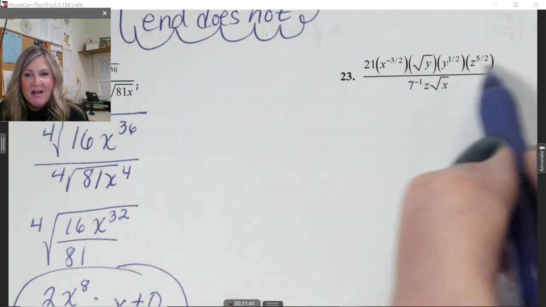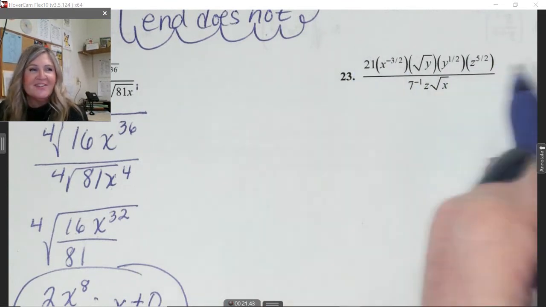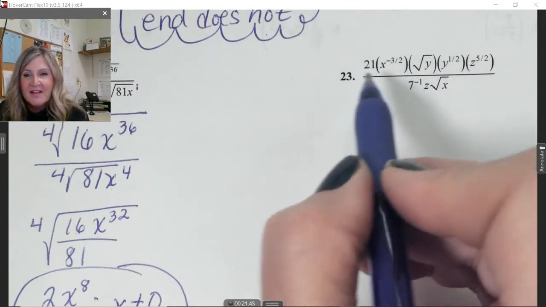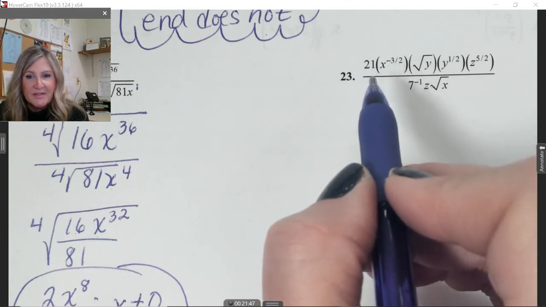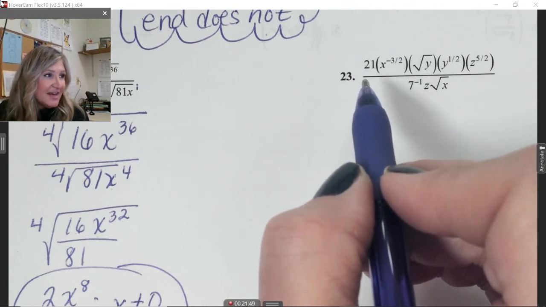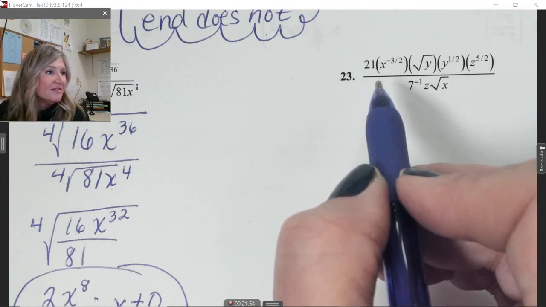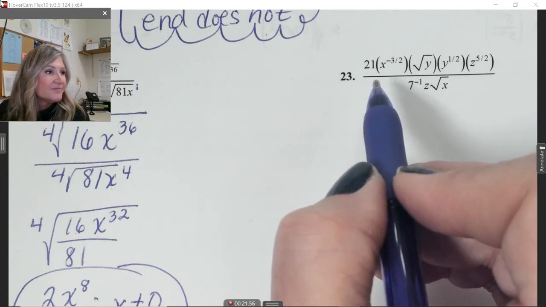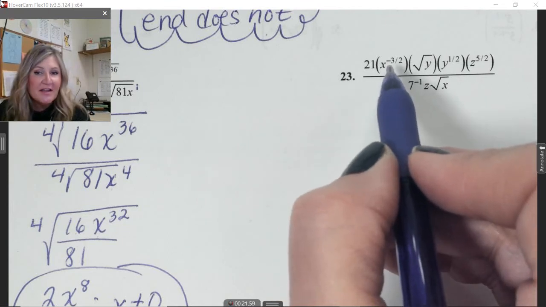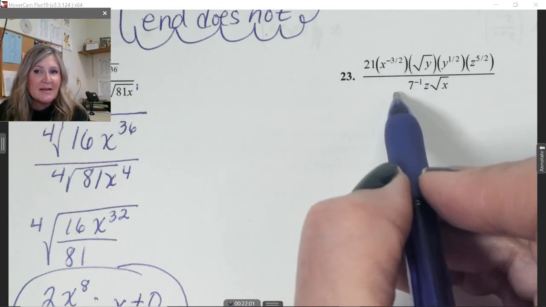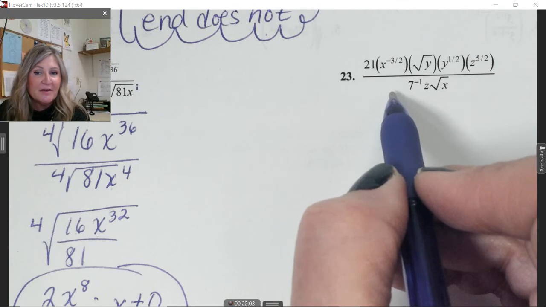Okay, checking it out. Lots going on here. It looks pretty complicated, doesn't it? But what I like to do is take it one step at a time. I like to get rid of negative exponents first. How do I get rid of negative exponents? Just move its location, guys. If it's on the top, take it to the bottom, and then it becomes a positive exponent.